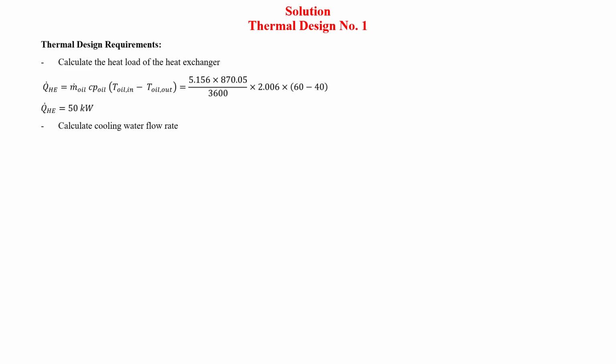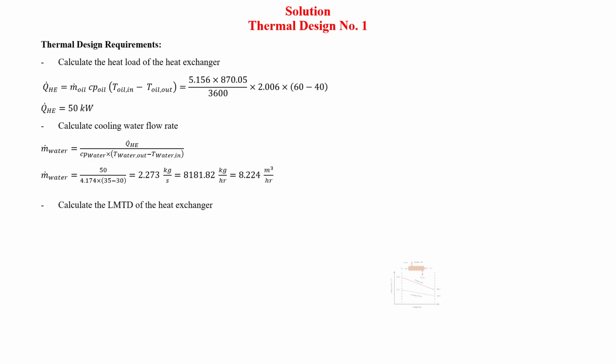The next step, we have to calculate the water flow rate that passes through the heat exchanger, on the assumption that there are no heat losses and the heat exchanger is well insulated. Then Q dot oil equals Q dot water. From that, we may calculate the mass flow rate of water by substituting the values of Cp and delta T to get 8.224 cubic meter per hour.